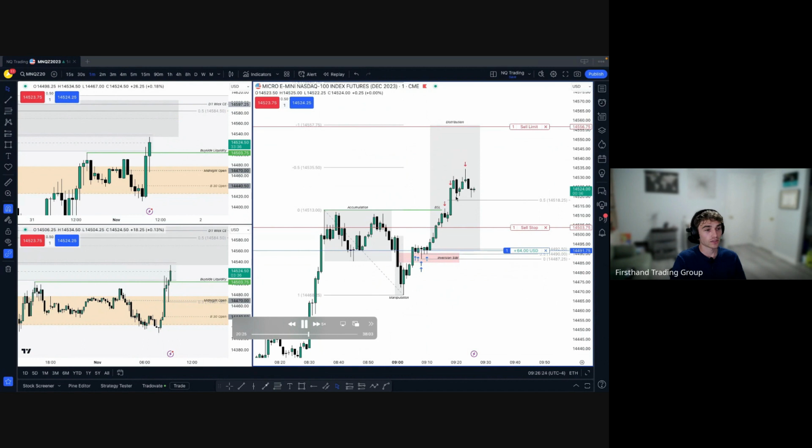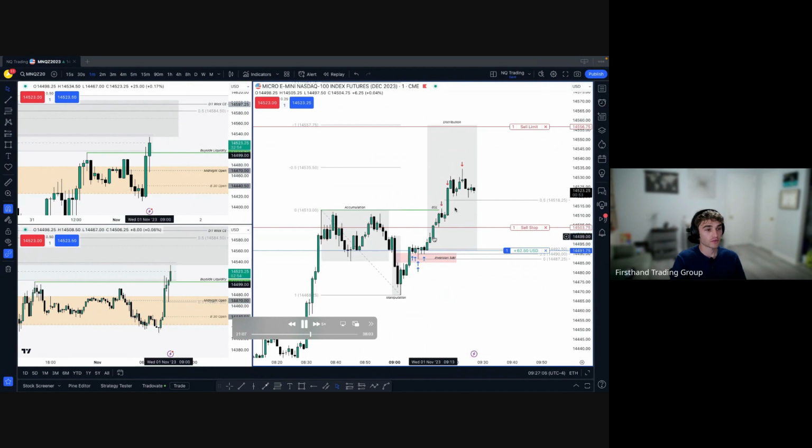Here you can see a little stop run occurring, just running below this candle's low, but still inside the buy side imbalance. And this level here is the consequent encroachment again between this candle's high and this candle's low. It's the midpoint of that. So allowing that area to trade.